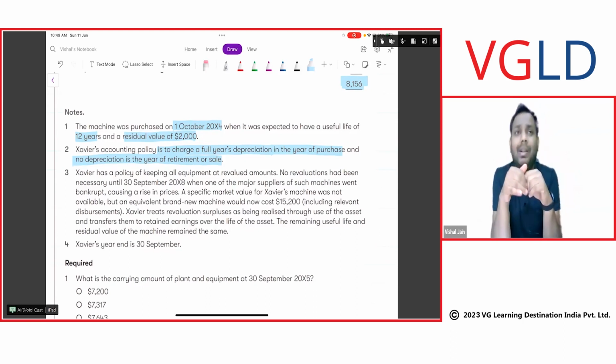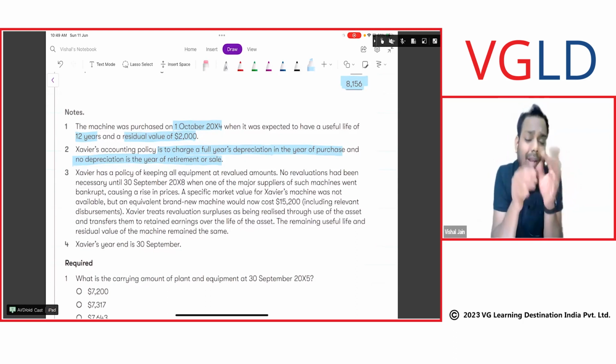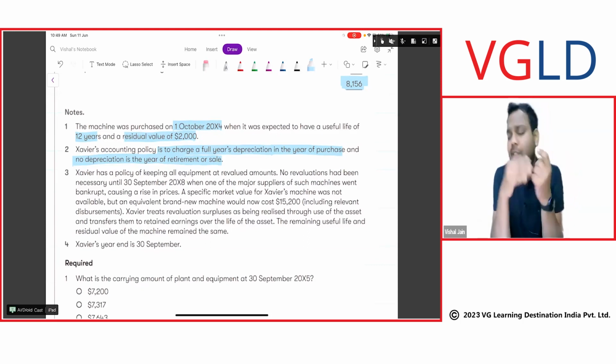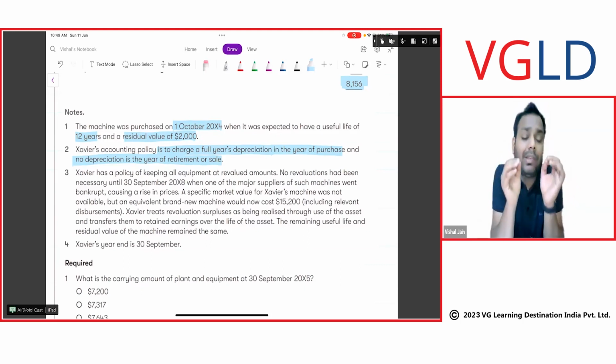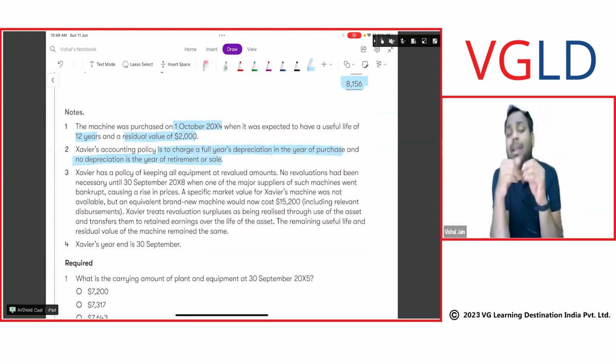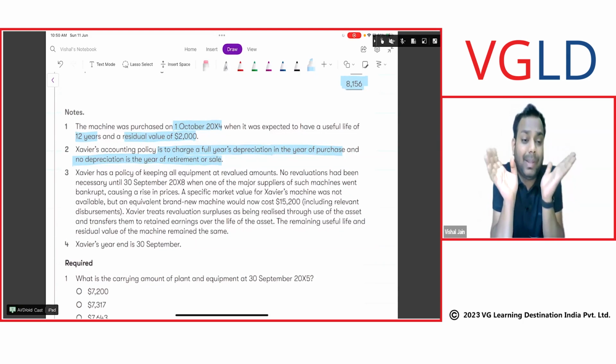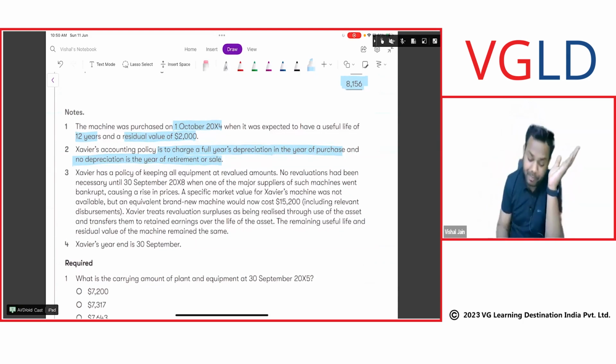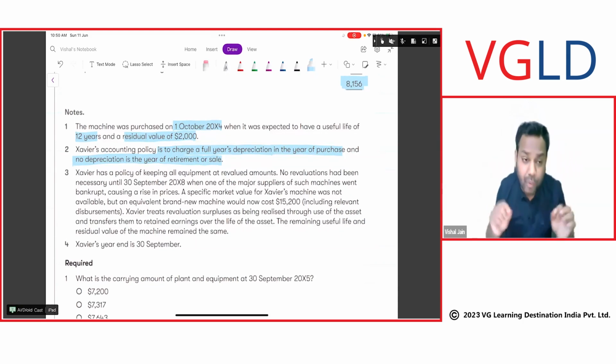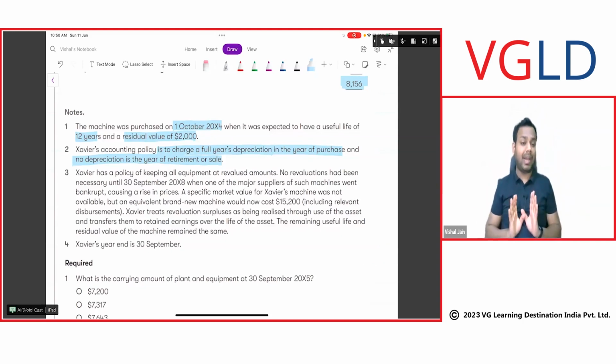But here it says that if I have acquired any asset during the year, irrespective of when I acquired it, I will charge the depreciation for the full year. And in the year of sale, irrespective of when I'm selling, I will not charge any depreciation. Okay, now please read it. The accounting policy is to charge a full year's depreciation in the year of purchase and no depreciation in the year of retirement or sale.